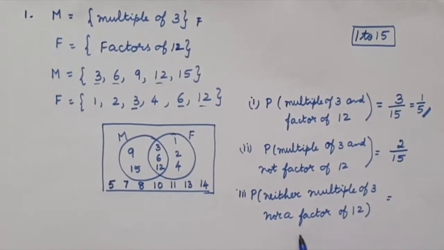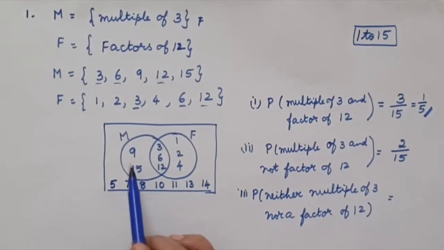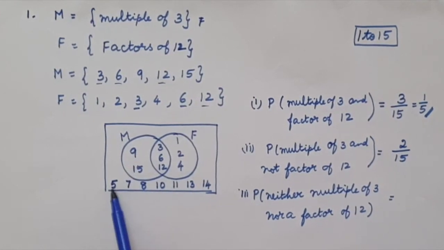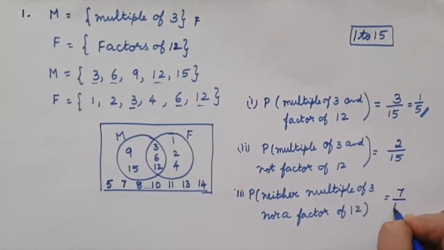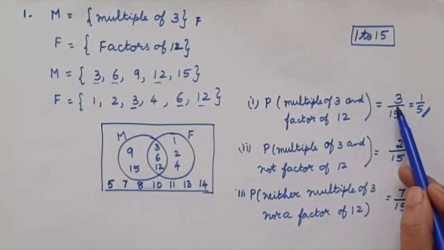Third question, probability of neither a multiple of 3 nor a factor of 12. That is, they are not multiples of 3 and they are not factors of 12. So we leave out the circles. We just count how many numbers are outside the circles. So 1, 2, 3, 4, 5, 6, 7. So 7 over 15.